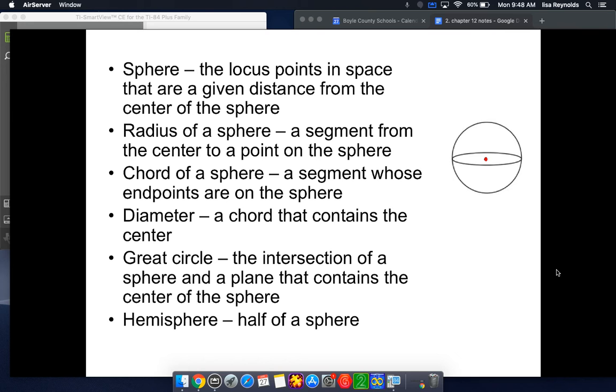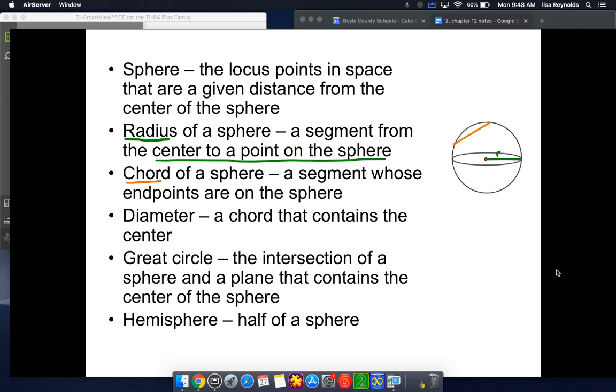A sphere, just like circles, has a radius, and it goes from the center to a point on the sphere. We also have chords. Chords of spheres, just like chords of circles, have both endpoints on the sphere. So a chord simply has to have both endpoints on the sphere.